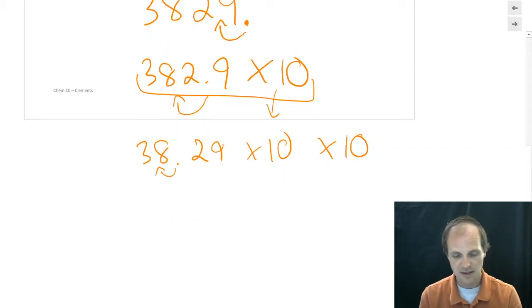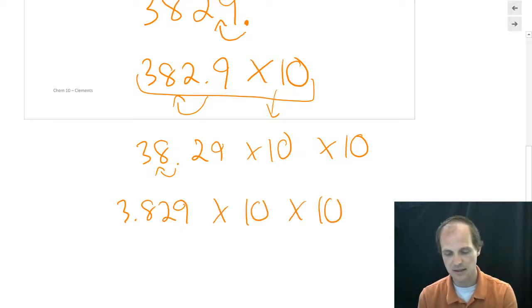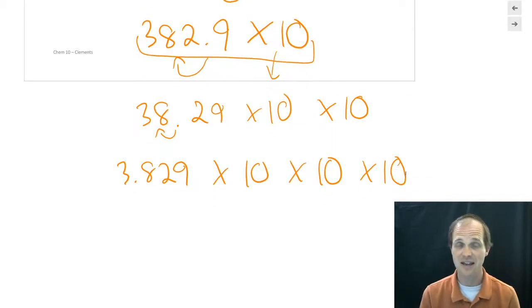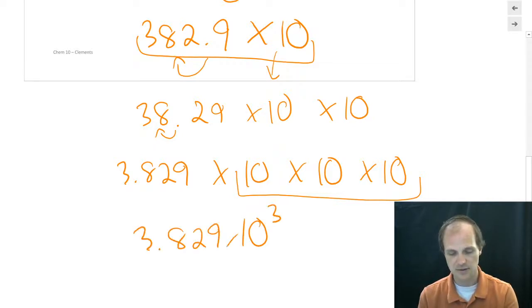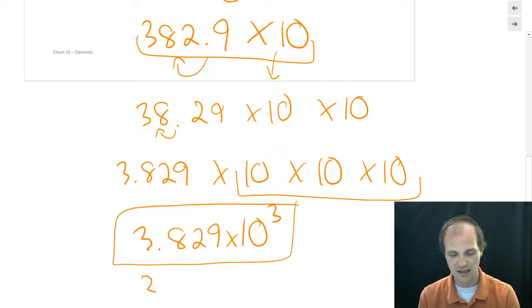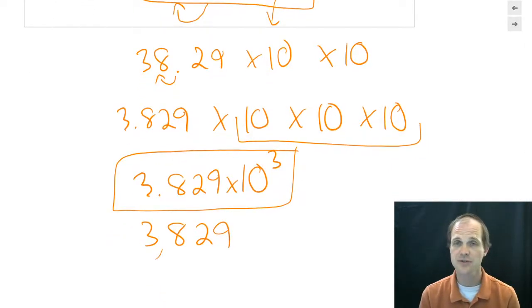I'm going to do it again. 3.829, copy down these tens here, but that's not the same. I moved that decimal point again, so I need to add another 10 there, and I've got 3.829 times 10 times 10 times 10, which is the same thing as 3,829. Now, a shorthand for 10 times 10 times 10 is 10 to the third, and so I get 3.829 times 10 to the third as my way of writing 3,829 in scientific notation. So those two are equivalent.